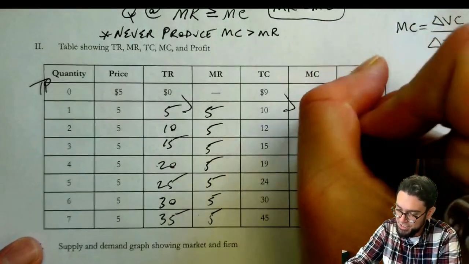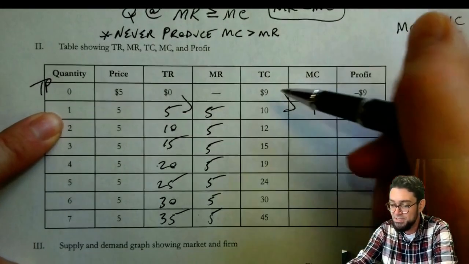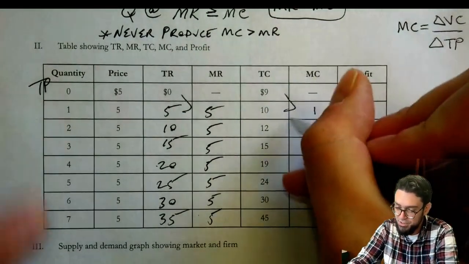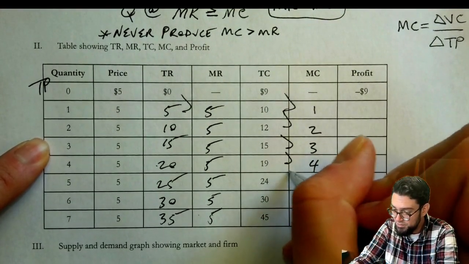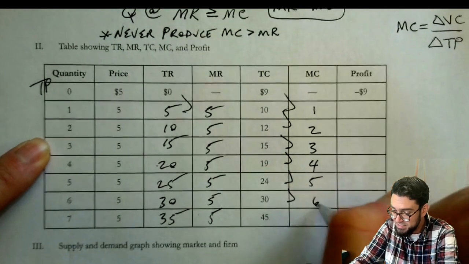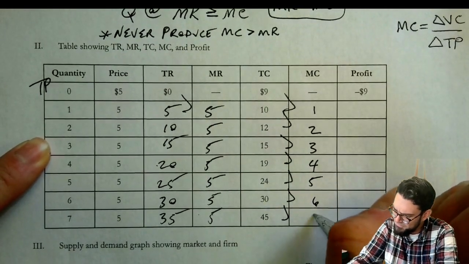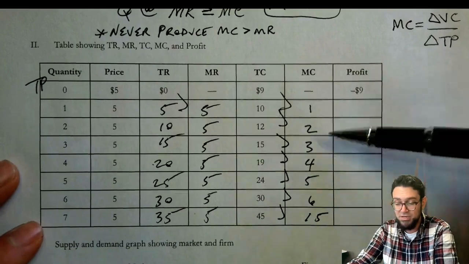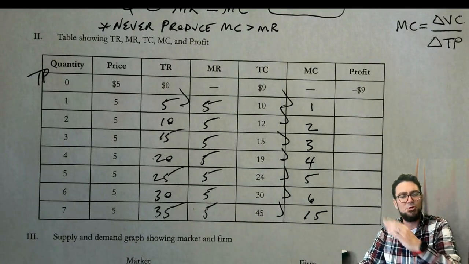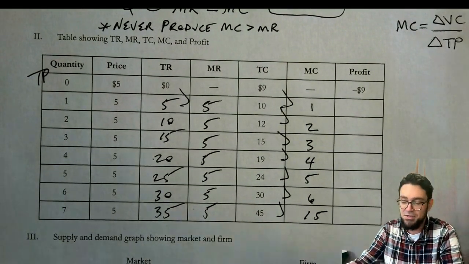Marginal cost, the change in total cost associated with one unit. So the change is $1 with one unit. Here it's 2, here it's 3, here it's 4, here it's 5, 6, and then 15. Holy smokes, that's a really steep increase. But it's increasing, which is what we'd expect to see, right? Diminishing marginal returns makes the marginal cost rise throughout the range.